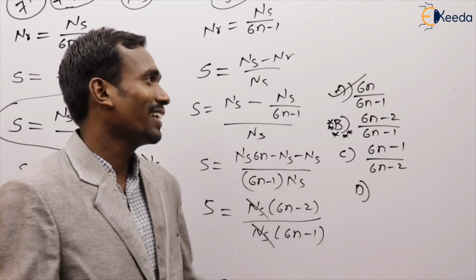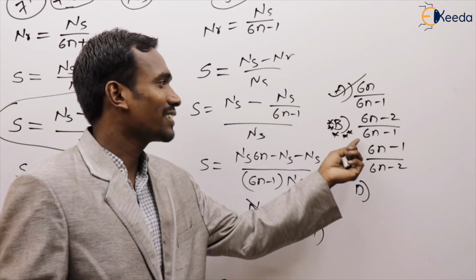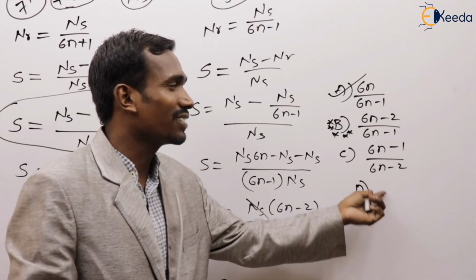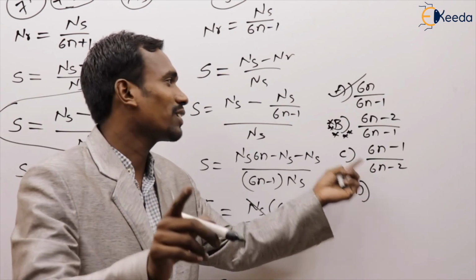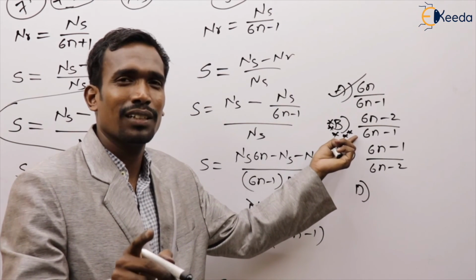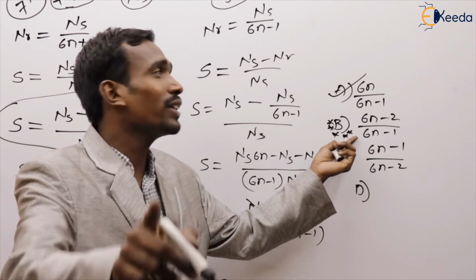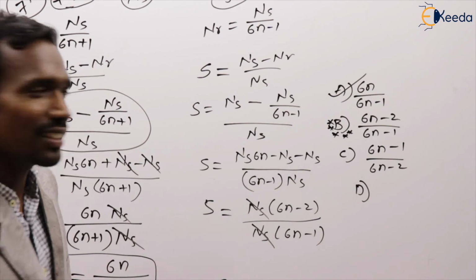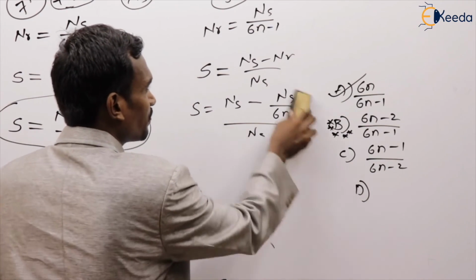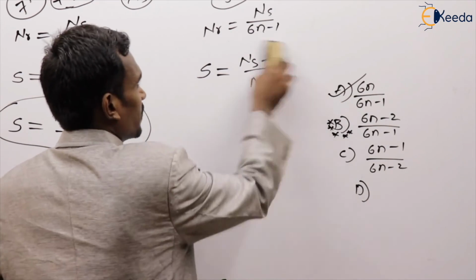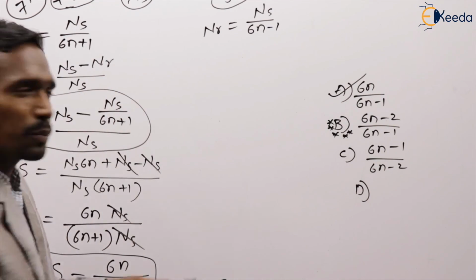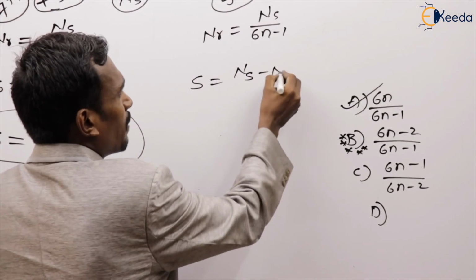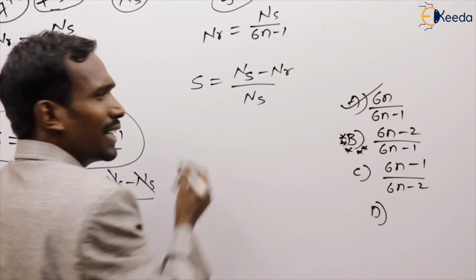I told you already, this is the correct answer, and these are wrong answers. I told you already, 90% of students get this second answer only. But I already gave you the correct answer. So how can we get the correct answer? What is the correct procedure? The same procedure, sir. S is equal to (Ns minus Nr) by Ns actually.